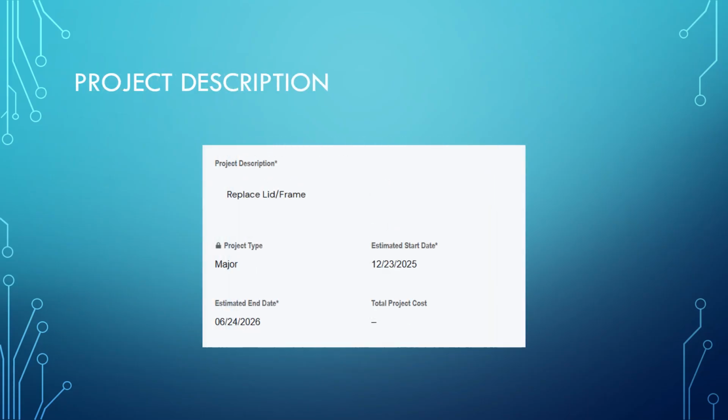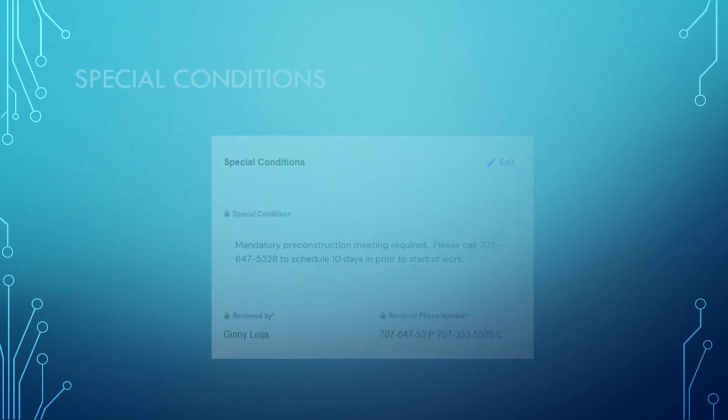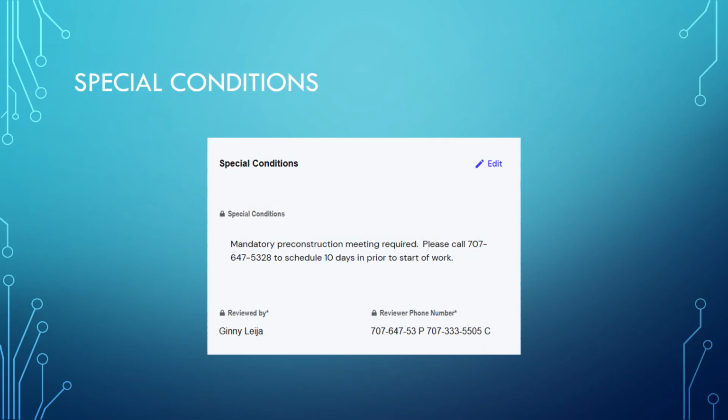Review the project description carefully. It should clearly outline the work being done, timelines, and any special considerations. If details are vague, request clarification from the applicant. Special conditions include traffic control measures, restricted working hours, or environmental requirements. Document these clearly to avoid misunderstandings during construction.